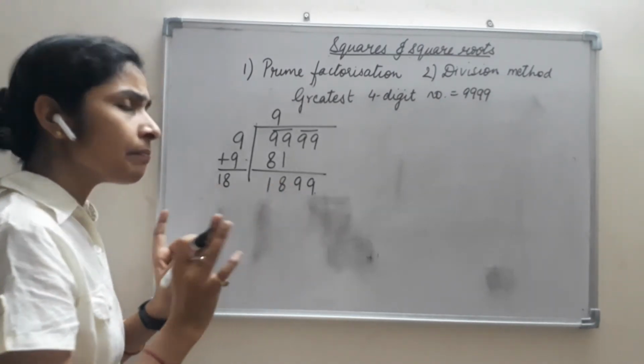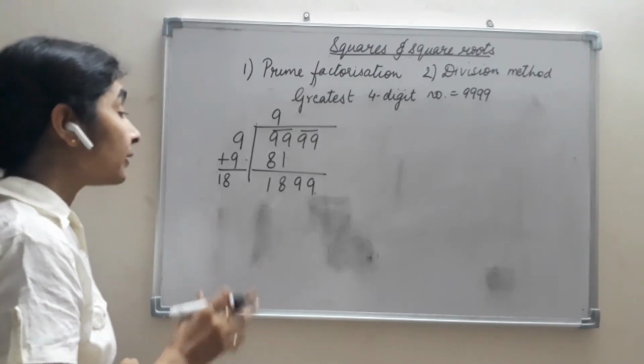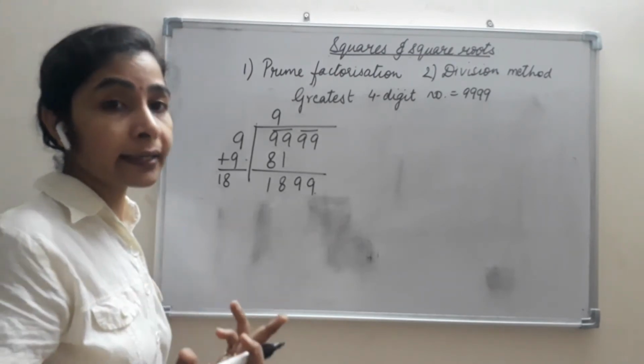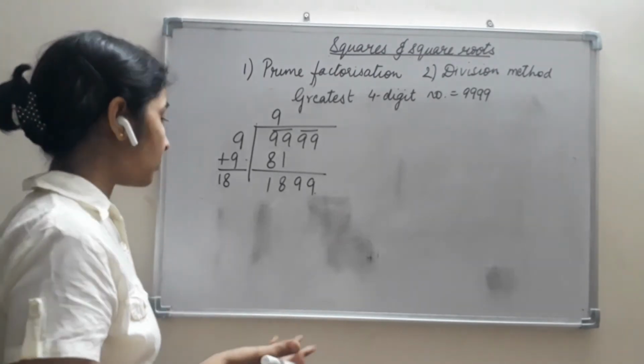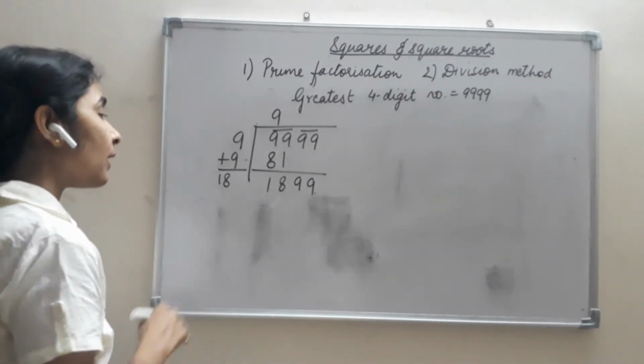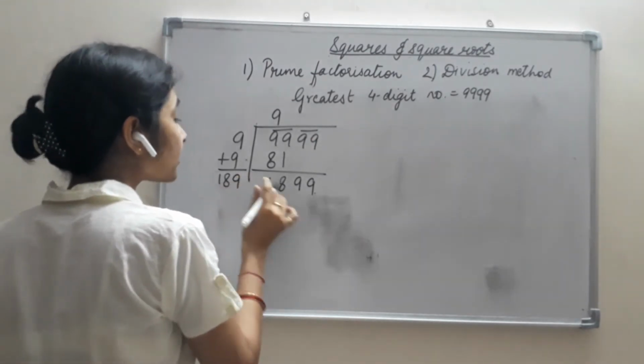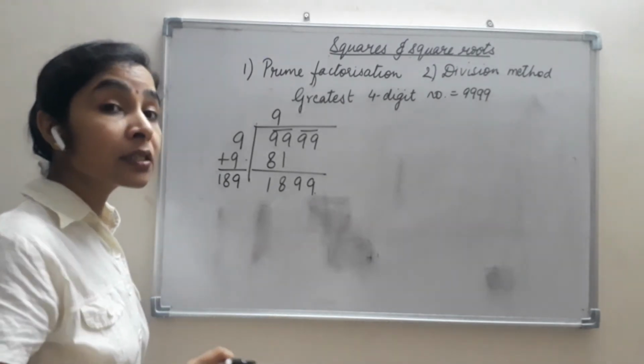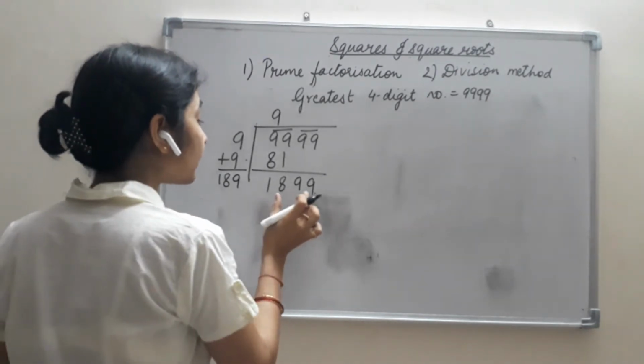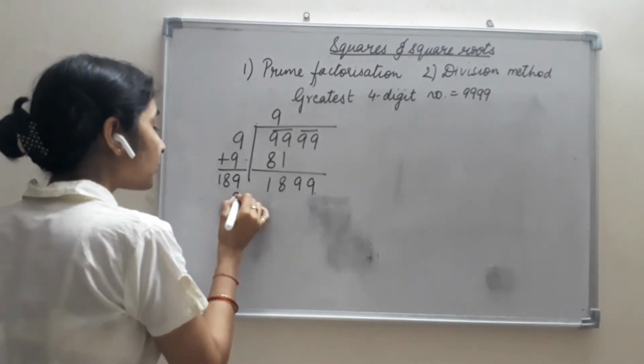So I can take a bigger number. That means I can take numbers like 8, 9, or even maybe 7 also. Okay, so I start with 9. Whether I can take 9, I must get a number which is less than 1899. So let us try with 9.